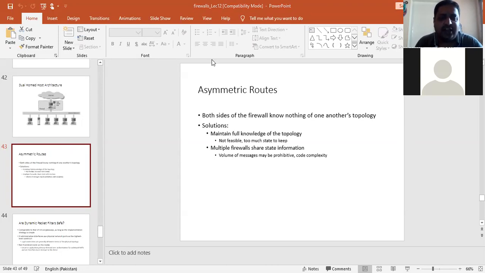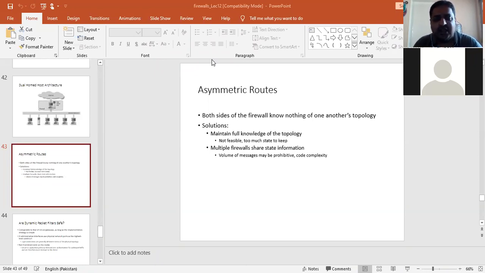So we can define the routes for the particular data, or we can define the routes for a particular application, or a particular packet, or a particular connection that is established between source and destination. So in this way, we can select different routes for the packet.